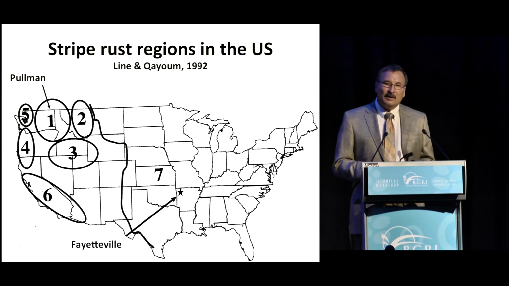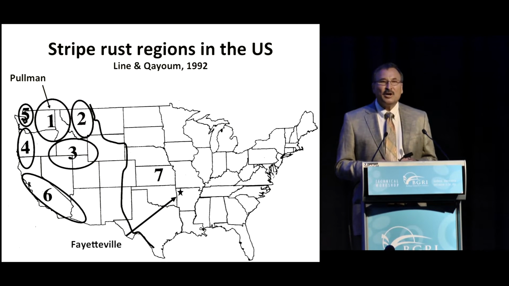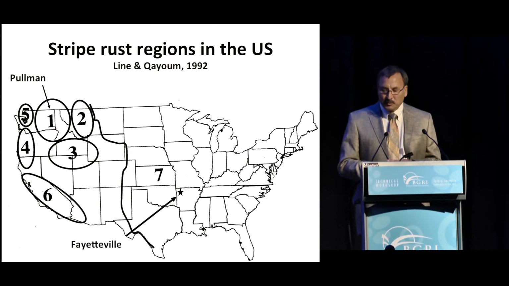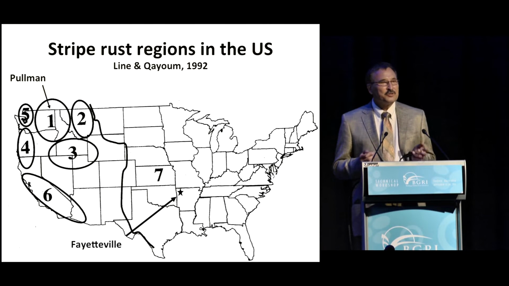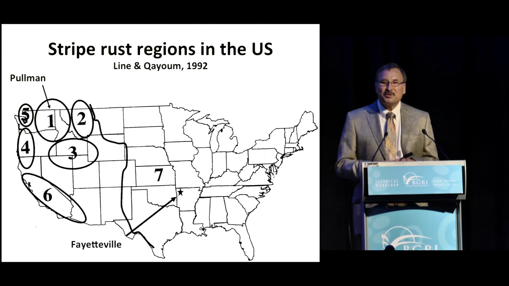7 is everything east of the Rocky Mountains, where stripe rust occurred occasionally but rarely caused significant damage. Consequently, wheat growers in region 7 usually never saw stripe rust, and the breeders did not breed for stripe rust resistance. Now, Dr. Line worked at Pullman, Washington, which is in Region 1, and myself and Dr. Jianmin Chen, each of us got our master's and PhD under Dr. Line. Dr. Chen stayed on as a postdoc and eventually replaced Dr. Line as the USDA stripe rust expert.